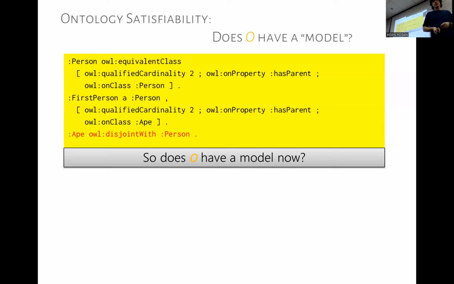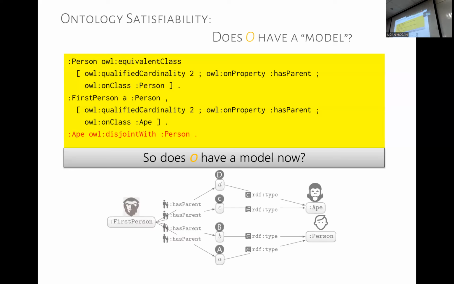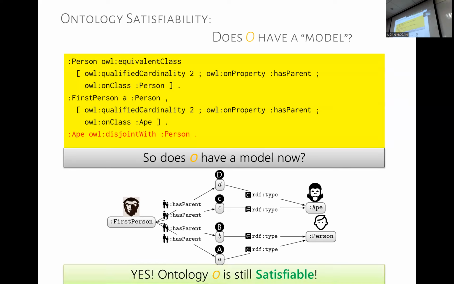So what does this mean? We have a model where the first person has four parents. Two parents are of type ape. Two parents are of type person. And okay, we need to expand it, these guys also need parents and so forth. But this is the basis of a model for this ontology. So the ontology O is still satisfiable.